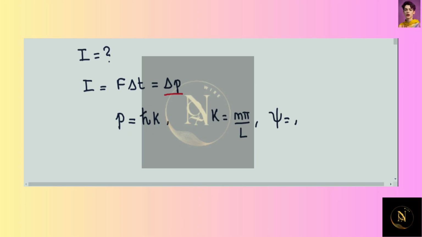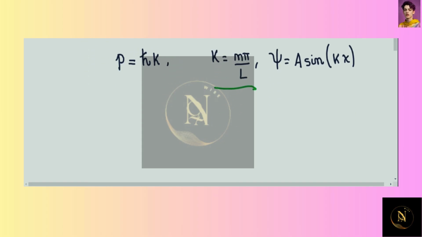Just remember that psi, the wave function for a particle in a box, is equal to a normalization constant A times the sine of k x, where k is given by this formula that I just wrote. So the momentum of the particle, the magnitude of the momentum, is equal to h bar n pi divided by L, which is the same as h n divided by 2L.